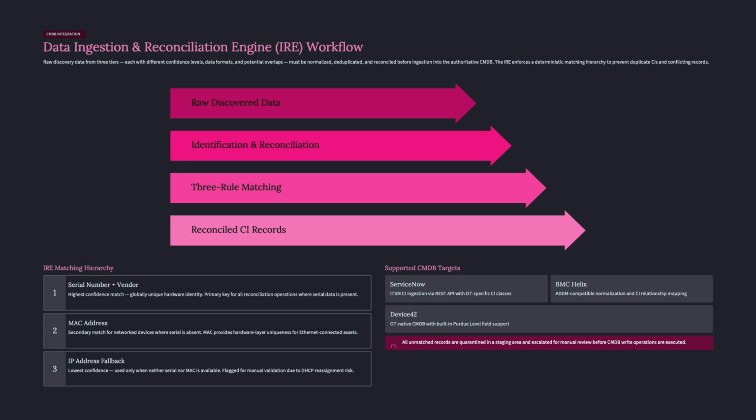Rule 1 matches on serial number plus vendor. Rule 2 matches on MAC address. Rule 3 uses IP address only as a tertiary fallback. This governance pipeline ensures that dynamic IP reassignment or maintenance swaps do not pollute platforms like ServiceNow, BMC Helix, or Device42, or whichever platform you're using as your CMDB.